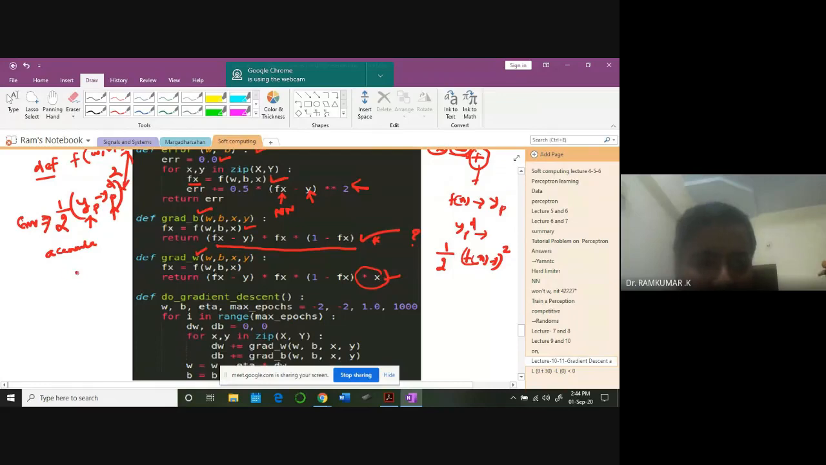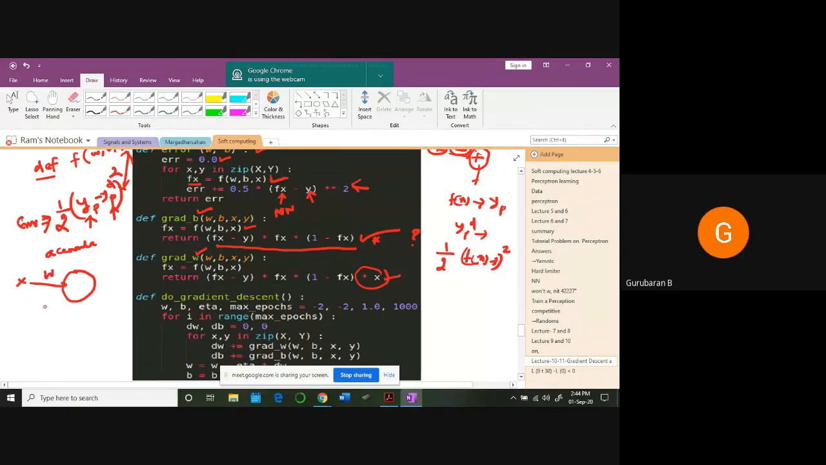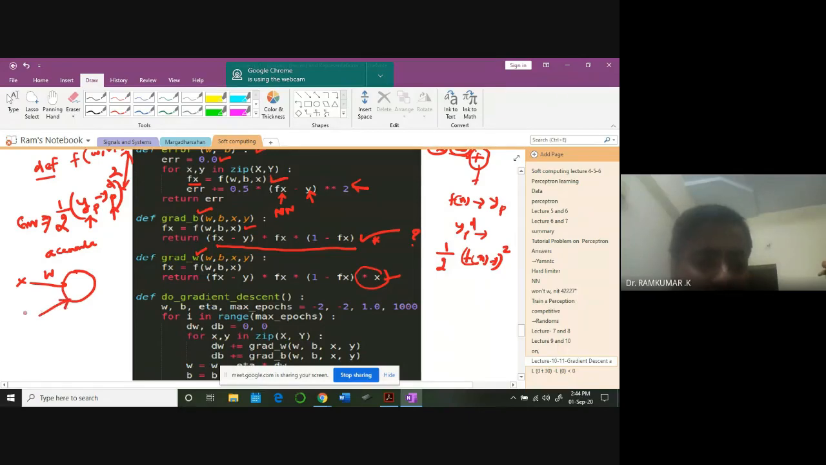For bias, what did I say? When we differentiate... when you are working with bias, we always keep x equal to 1. That's all. Then this is bias. So this bias is nothing but W naught. That's what I told you.